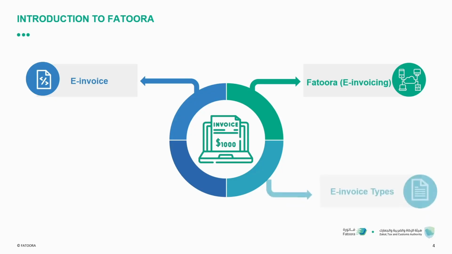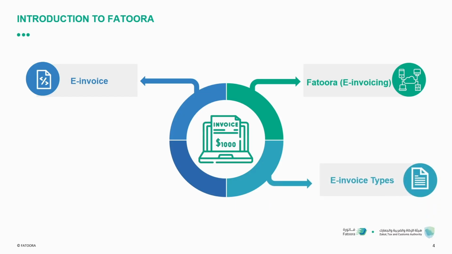Now let's move to the next point, which is electronic invoice types. We mainly have two types of electronic invoices, which are the standard tax invoice and the simplified tax invoice. The main difference between those two types is that the standard tax invoice is issued by a business to another business, which makes it a B2B transaction. And the simplified tax invoice is issued by a business to consumers, which makes it a B2C transaction. And that is the main difference between these two types of invoices.